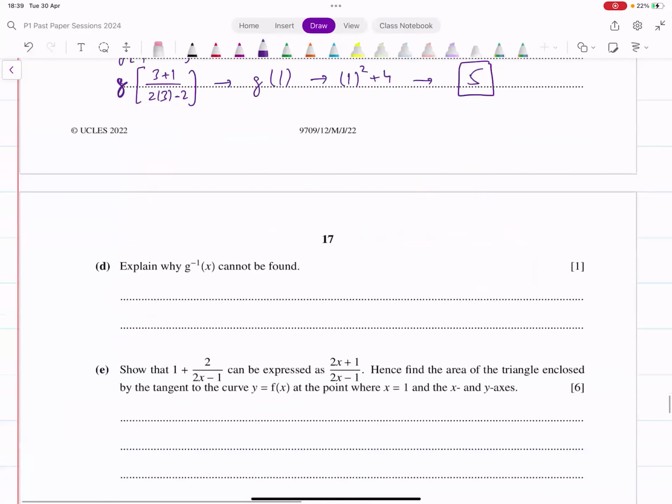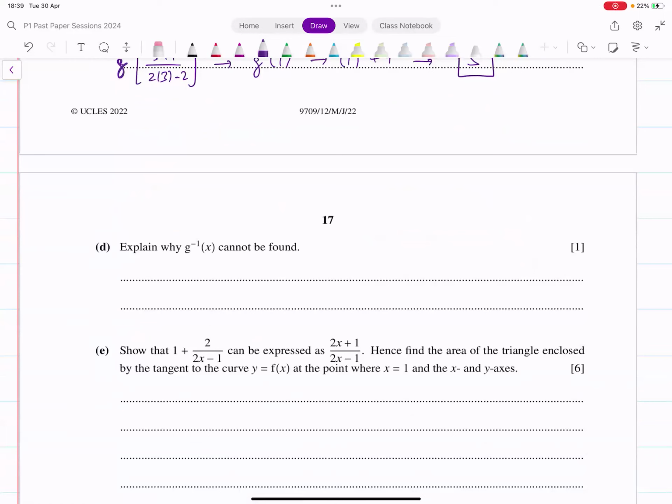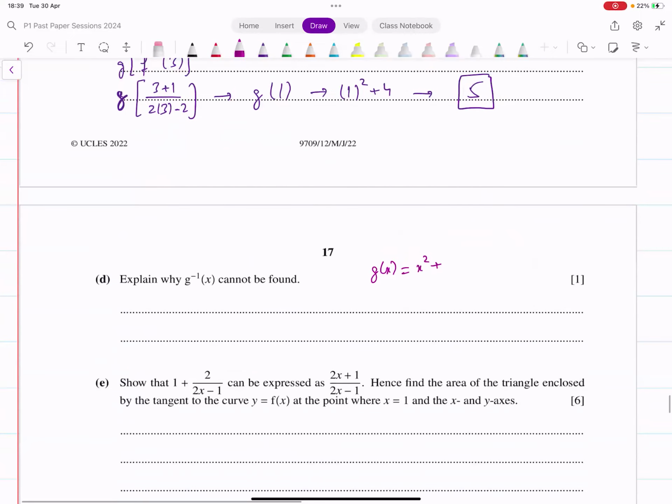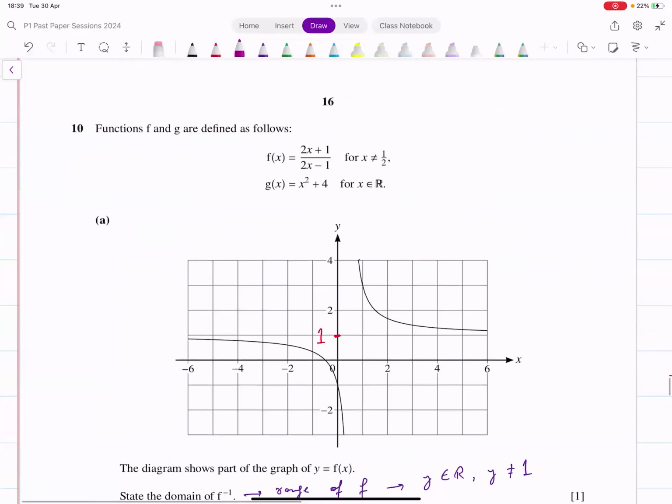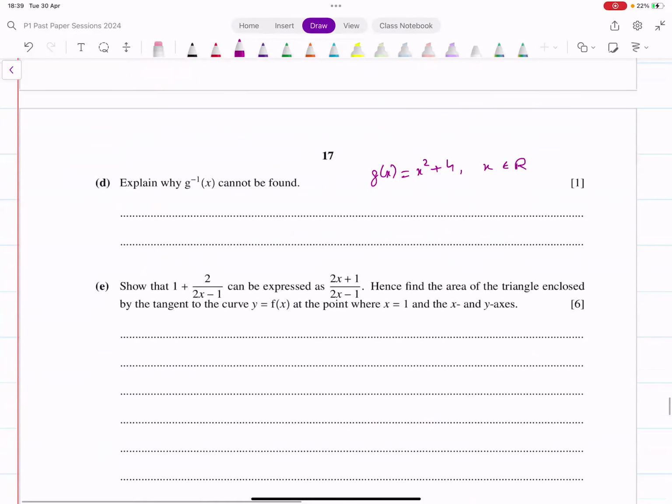Let's move on. Now it says explain why g inverse cannot be found. Now that's actually a standard question. You should remember the response to this. What was g of x function here? It was x squared plus 4. And it was defined for all real values of x. It's a quadratic function, which is not one-to-one. And inverse only exists for one-to-one functions. So why g inverse of x cannot be found? Because g of x is not a one-to-one function.